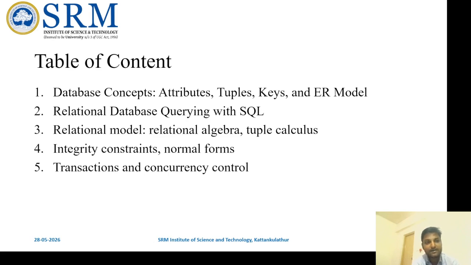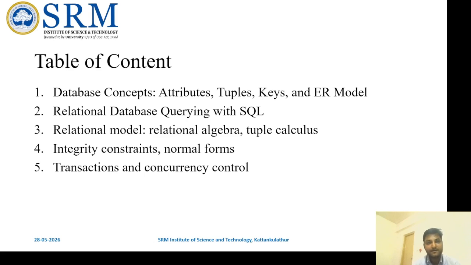Now, the first one is the database concepts, which is the basic one. The student has to have the knowledge of the basic things like attributes, tuples, schemas, keys, the entity relationship model or ER model, and SQL is the second part. Our student has to know the structured query language, the queries, the complexities, and the third one is the relational model, where relational algebra and tuple calculus will be discussed.